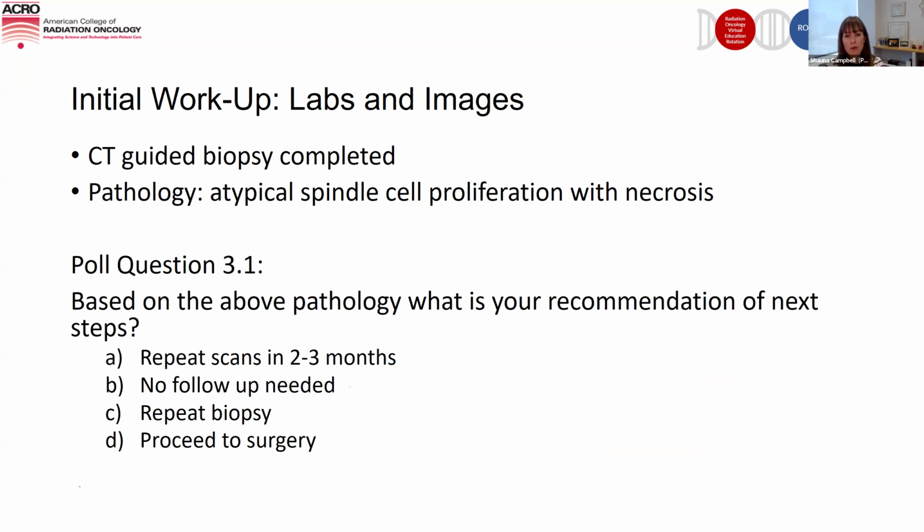So then for our first poll question on the retroperitoneal case, we're going to say, based on this pathology report that we have here, what is going to be the recommendation for our next steps? I want you to consider, is this a cancer? Is this consistent with our imaging? So we'll just select from the options here.